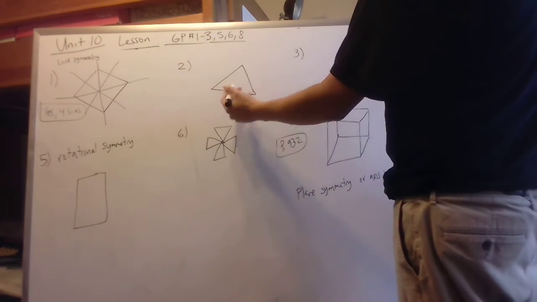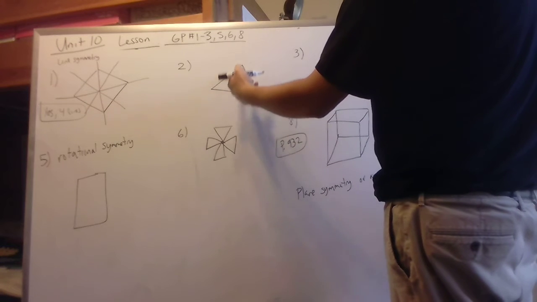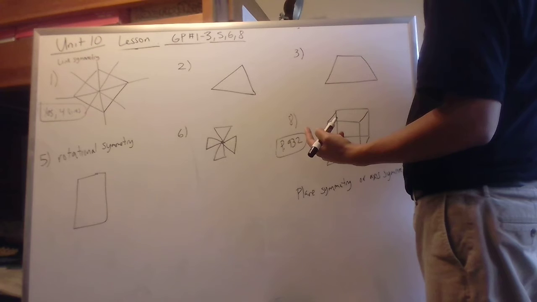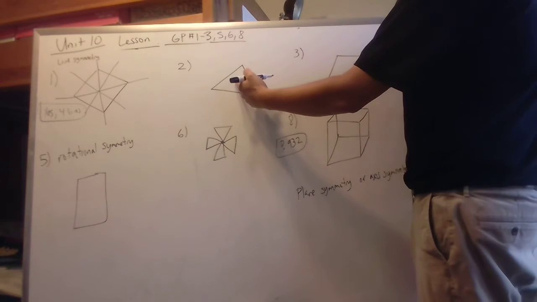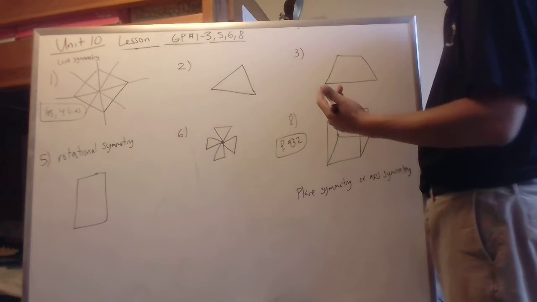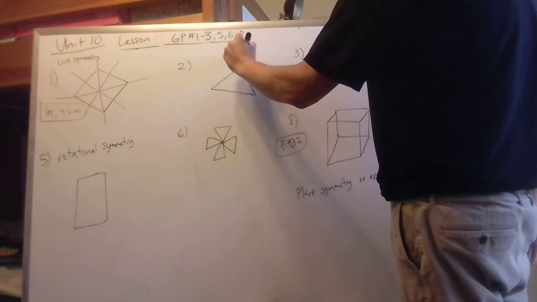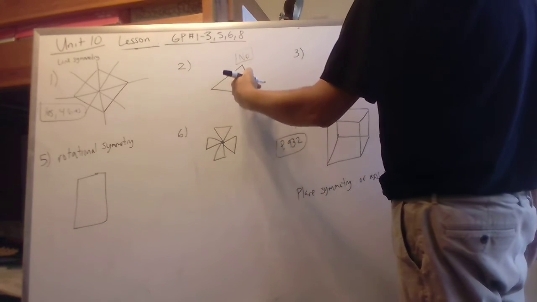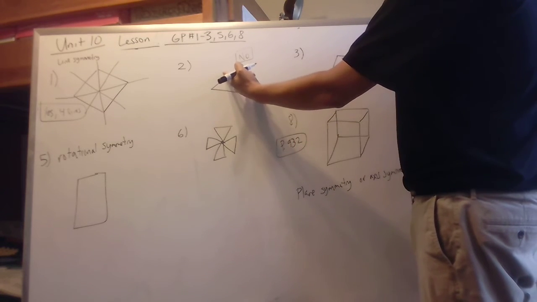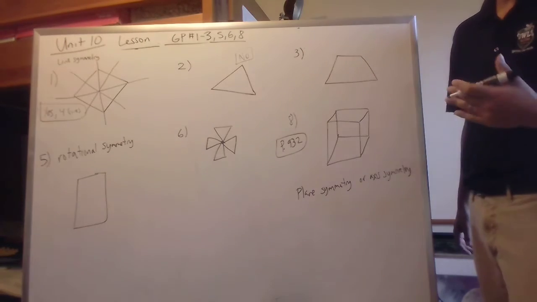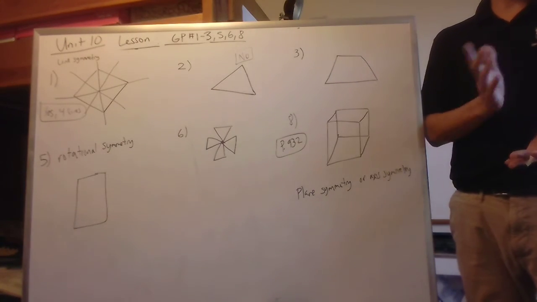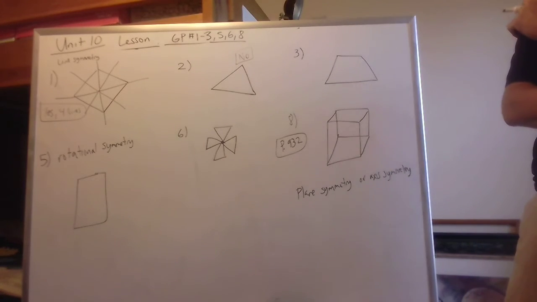I know that this looks like it could be a line of symmetry through here. However, that is not the case. This is a scalene triangle where all sides are different in length. So this would be no. Even though my drawing shows that it could possibly be one, it's not, because this length is different than this length and that length. And if you have a scalene triangle with all different side lengths, you're not going to have any lines of symmetry.